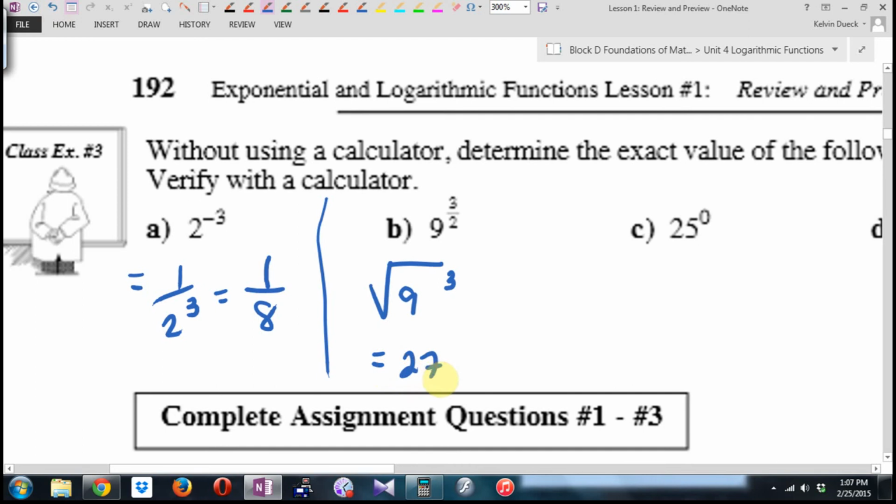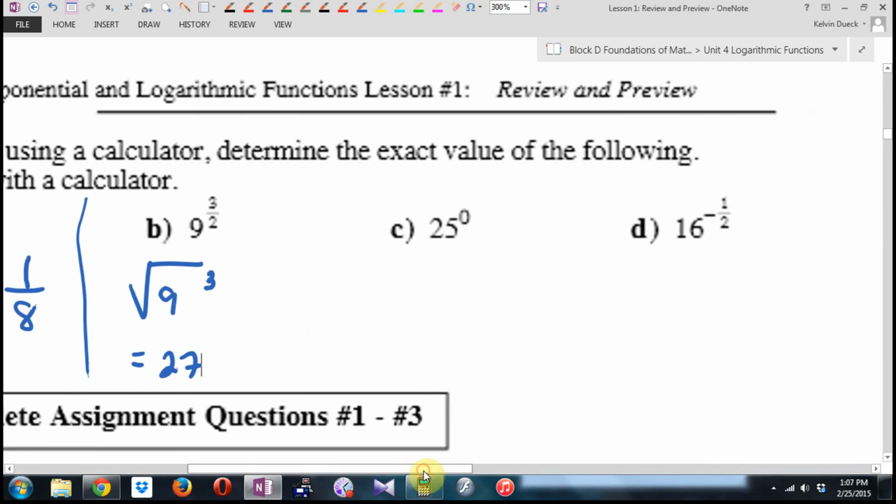This is what I meant by it's easier to do the root and then the exponent. You could have gone 9 cubed, which is 729, and then square rooted that. It's a little awkward. Can you wait for 2 more minutes? Hey, what's anything to the 0 power? Not 0.